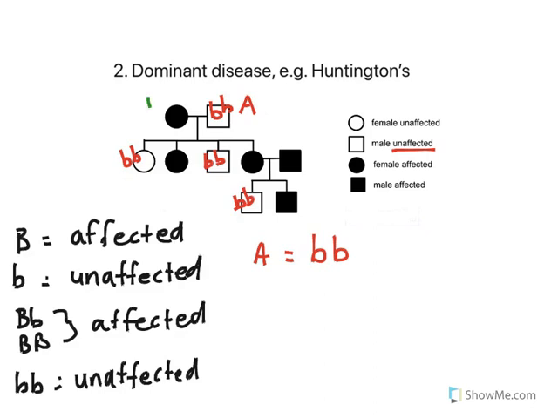Now let's have a look at person B, so one of the parents. So person B is affected. They could therefore either be big B, big B, or big B, little b. But actually, if we look at their kids, we can see that their genotype has to be big B, little b. They have to be heterozygous because of this person here.